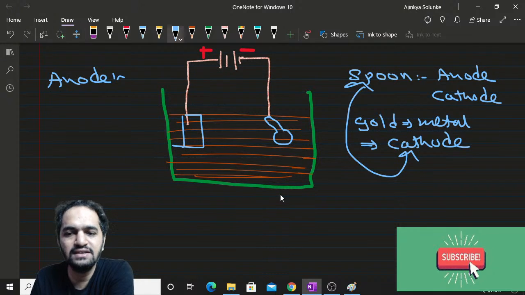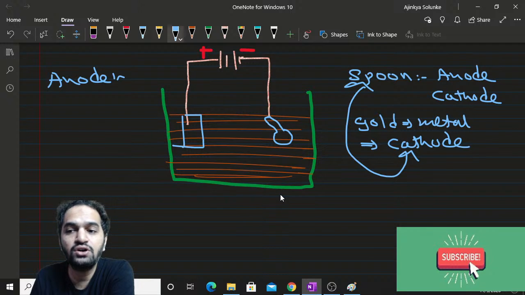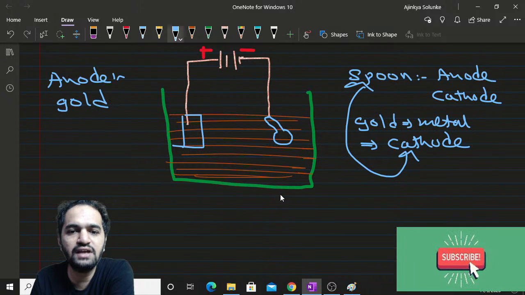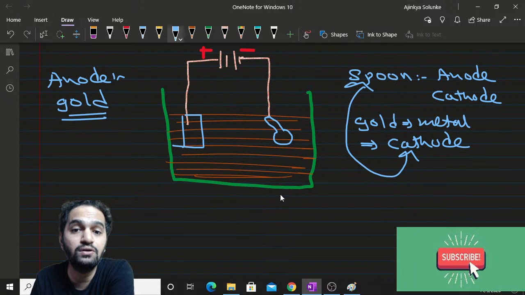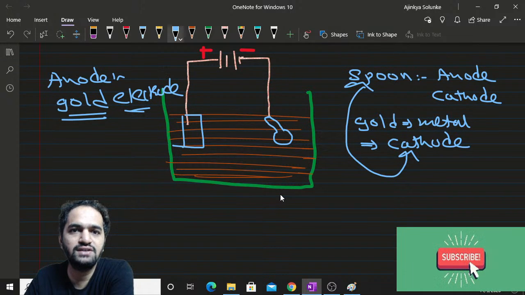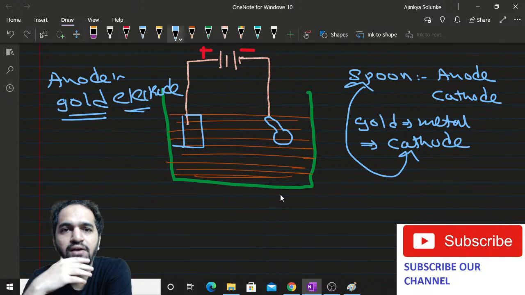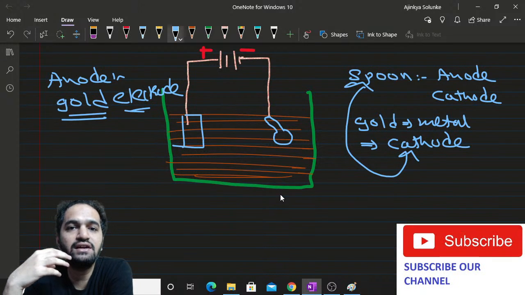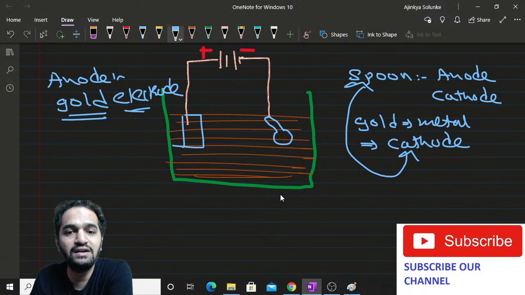So instead of taking a gold solution, you can take a normal solution and attach your gold, the metal you want to deposit on your spoon, at the anode. You use an electrode made of gold. Are you understanding? You are using gold as the anode. You are not going to use a gold solution. The problem is that you cannot easily create a solution of gold, because you have to supply a lot of temperature for the gold to melt, and that is very hard.